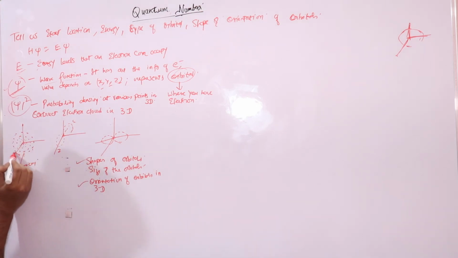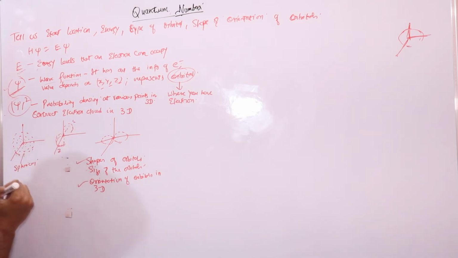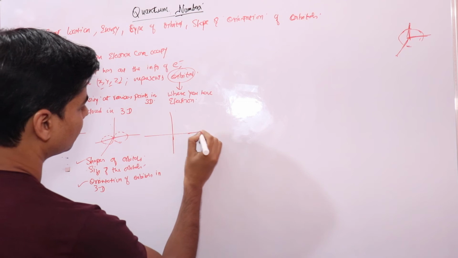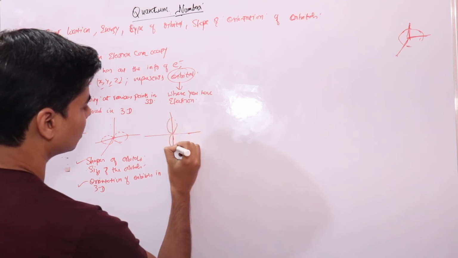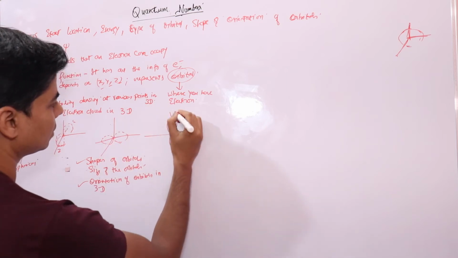If you look at this, this is your spherical orientation, right? And if you look at this, this is oriented along the z-axis. This electron cloud is oriented along the z-axis, and this is oriented along your x-axis. Similarly, you can get another one like this. This is your y-axis, right?